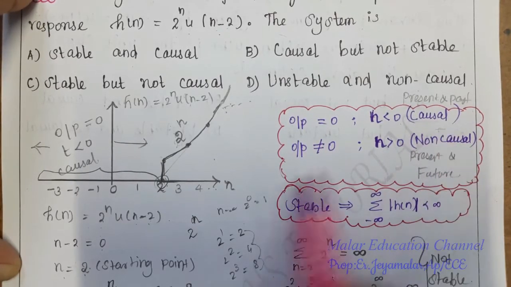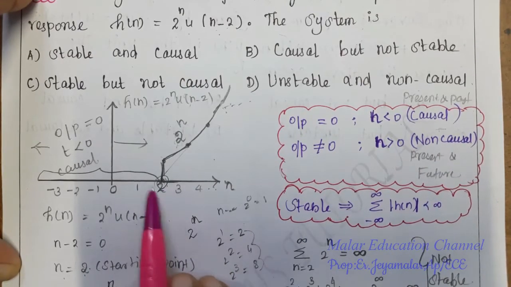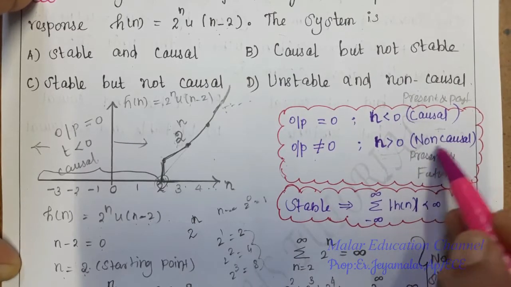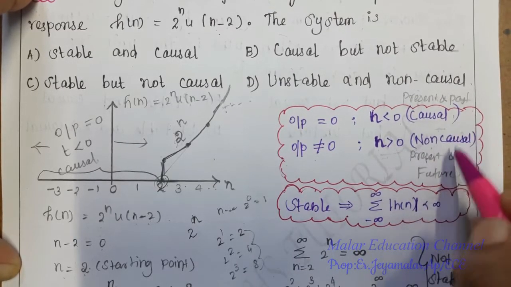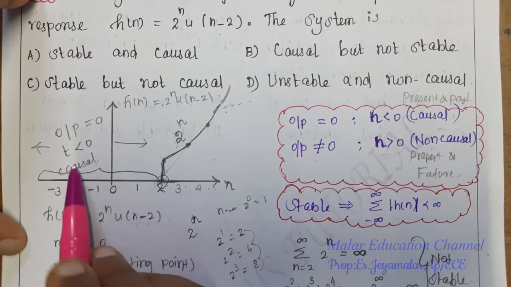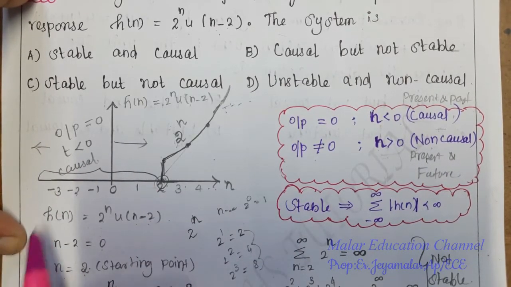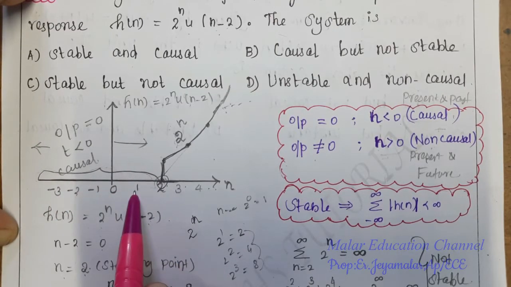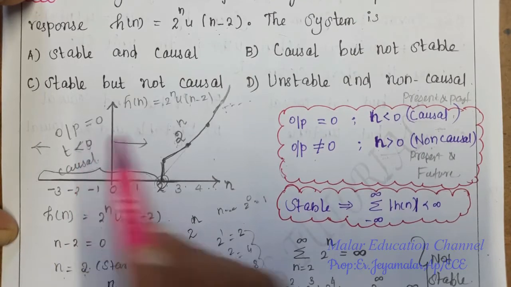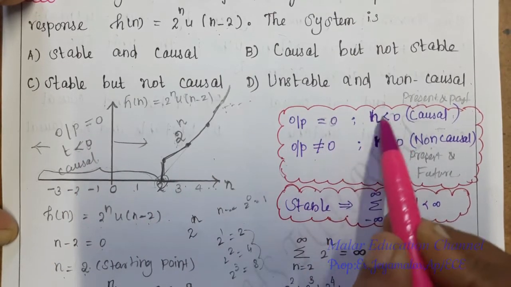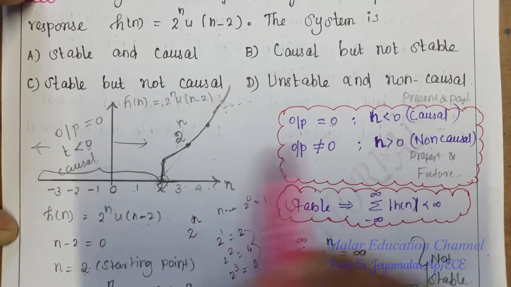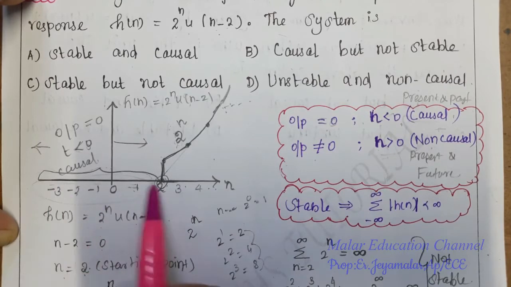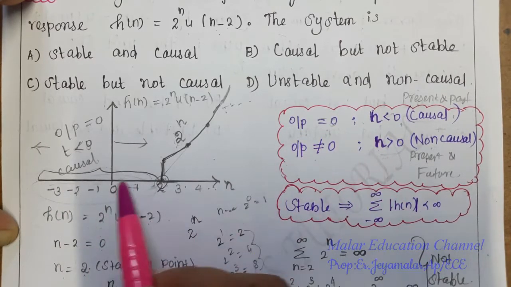But the function starts from here only, in the positive direction. Not equal to 0 for n greater than 0 is for a non-causal system, isn't it? That is the difference between causal and non-causal systems. See the diagram: the output starts from the left side. This is the function. For n less than 0, the output equals 0. N less than 0 means the negative side, and on the negative side the output is 0. All these terms are 0, the amplitude is 0. That means the given function is a causal system.